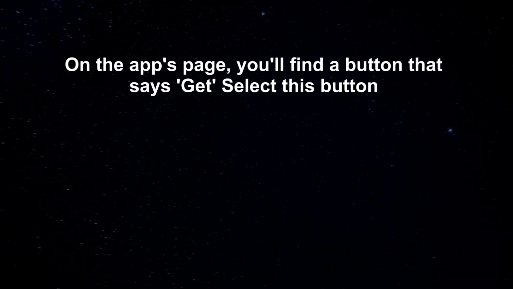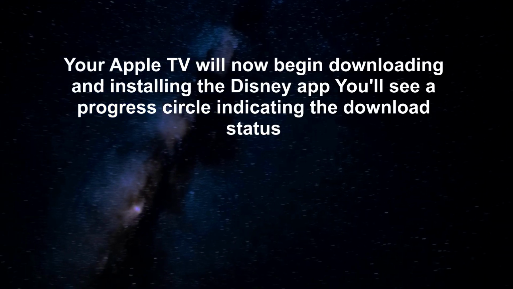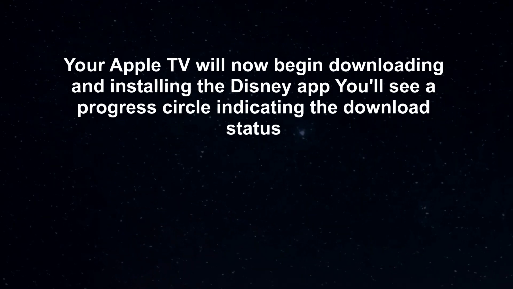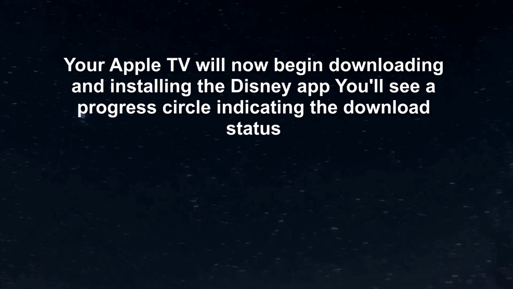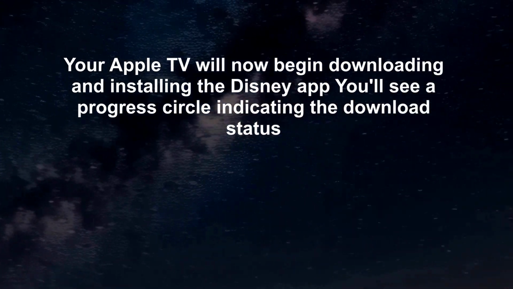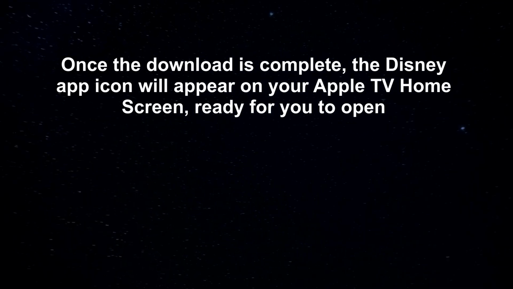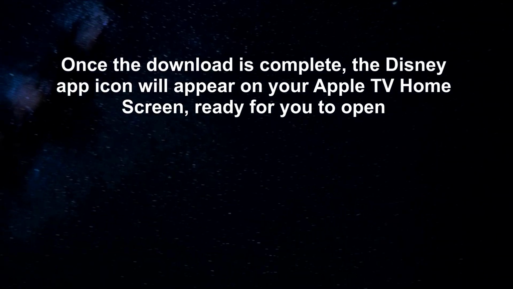On the app's page, you'll find a button that says Get. Select this button. Your Apple TV will now begin downloading and installing the Disney app. You'll see a progress circle indicating the download status. Once the download is complete, the Disney app icon will appear on your Apple TV home screen, ready for you to open.